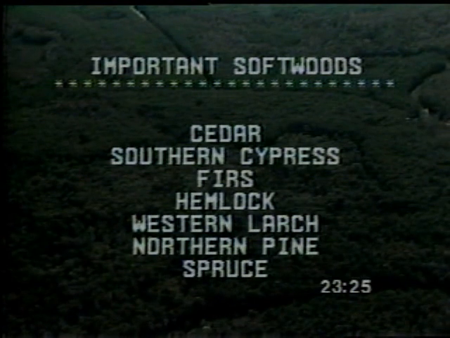Important softwoods are cedar, southern cypress, firs, hemlock, western larch, northern pine, and spruce. Hardwoods are ash, aspen, basswood, beech, birch, elm, hickory, maple, oak, and black walnut. The greater the weight, the stronger the wood.